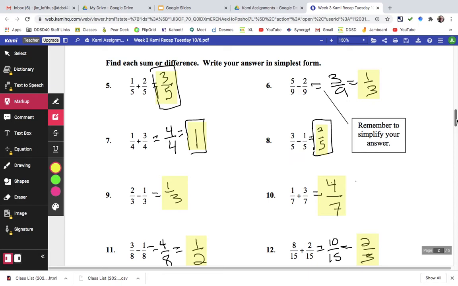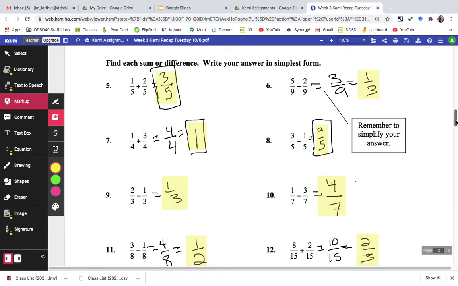Only two of the answers needed to be simplified, number 6 and number 7. And number 12 also needed to be simplified, and number 11. So, 4 problems needed to be simplified: 6, 7, 11, and 12.